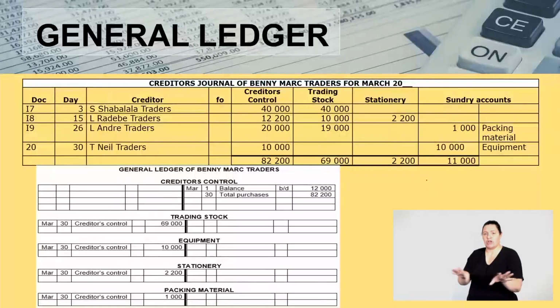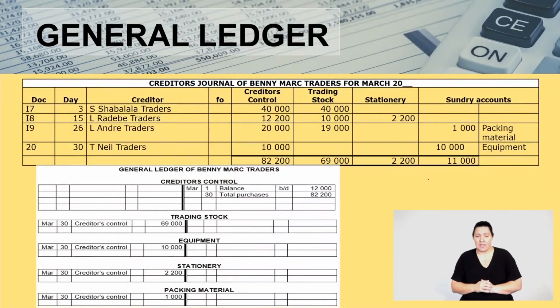Welcome back, dear learners. Before the ad break, we were able to prepare the Creditors journal, and we were also able to post it to the Creditors ledger. Now, it is very important that you also know how to post from your Creditors journal to the general ledger. One of the keys that are important in posting to the general ledger is knowing which account to debit and which account to credit.